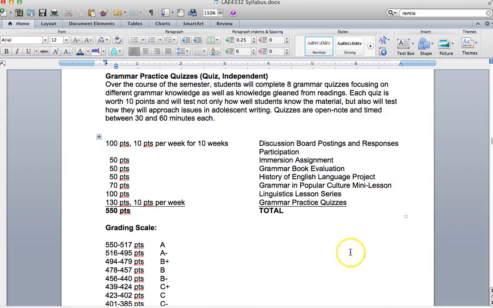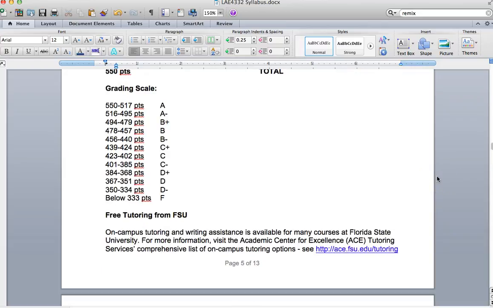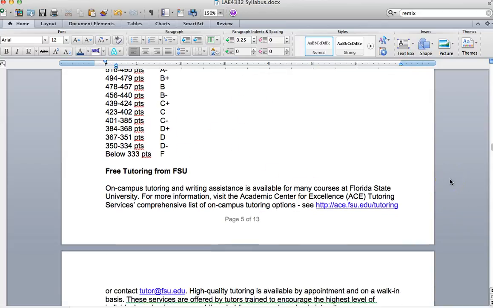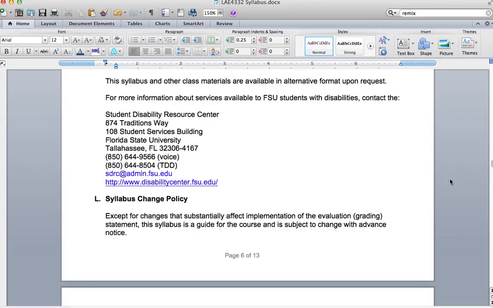And this is the breakdown for the grades. Remember that for those of you who are in teacher prep, you do need to have a C+ or above. So if you're in English Ed, either at the master's or undergraduate level, you do need to get a C+ or higher in this course to continue on into methods next in the fall.